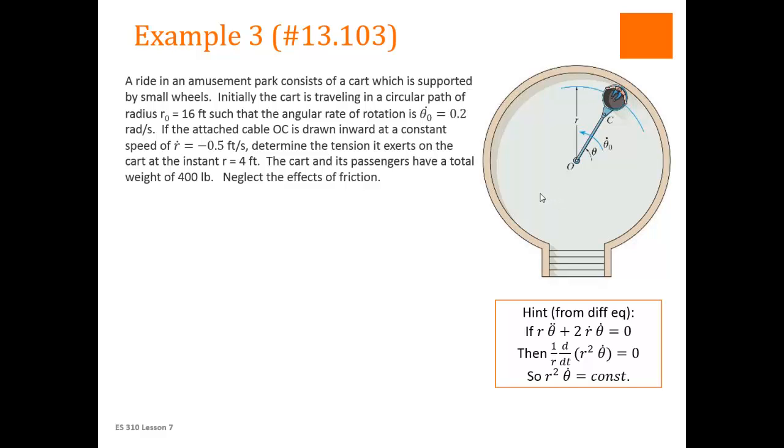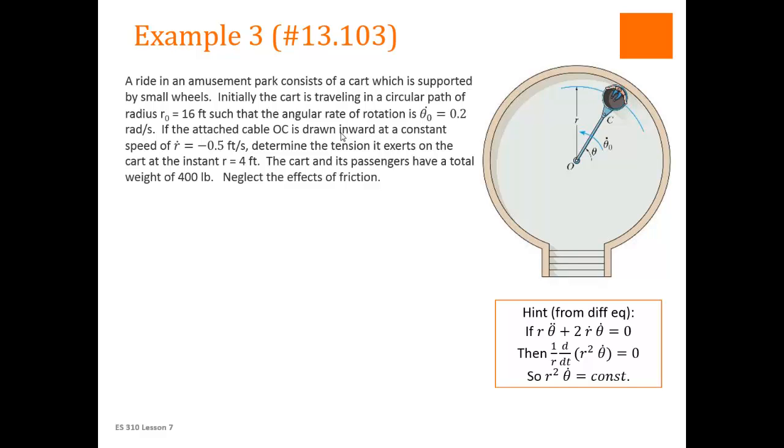And we need to figure out what the tension in that rope is at the point where r has now changed to 4 feet. So it starts at 16 feet. When it gets to 4 feet, what's the tension in the rope? And we're told that the cart and the passengers have a total weight of 400 pounds. And we can neglect friction. So those wheels that it's supported on are frictionless wheels.